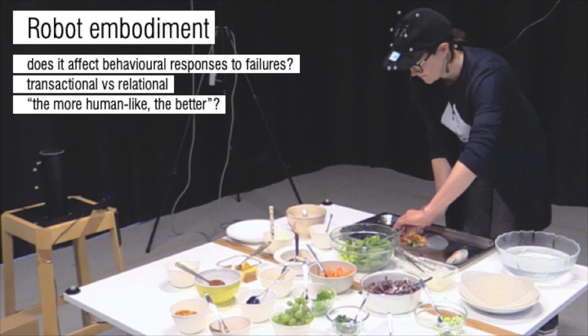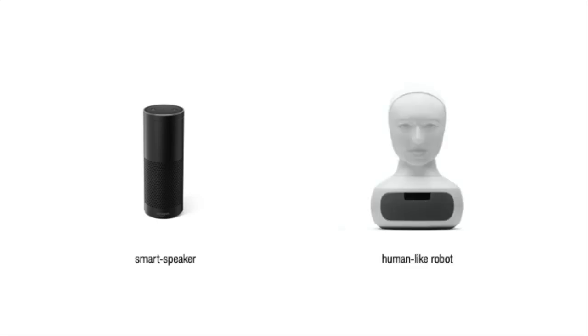While robot embodiment has been shown to typically positively impact human-robot interactions, it remains to be explored if this effect persists when the robot fails. The robots we used were the following. An Amazon Echo device that used voice as its only output modality, and the Furhat robotic head for the human-like robot embodiment.